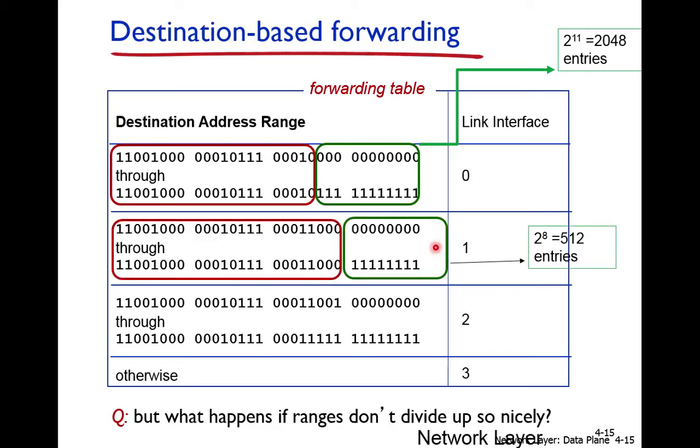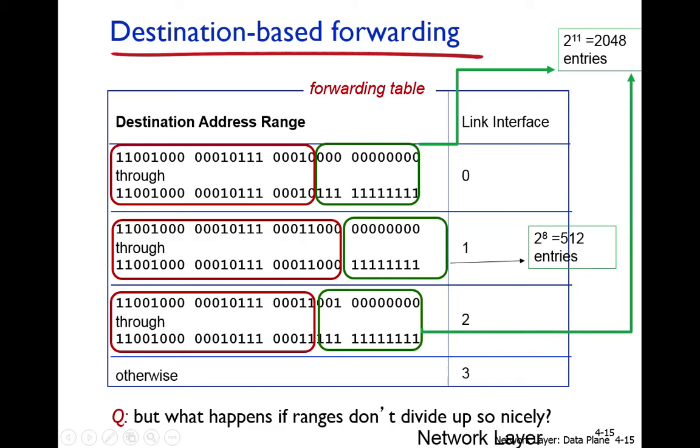Similarly, for this one there are 2 to the power 8 entries, so there are 512 entries. So 2048 and 512 makes 2500 something. Similarly for this one, there are 2048 entries here and 2048 entries here. 2048 and 2048 becomes 4000 something, and plus 500, so it is 4500 something entries in the forwarding table.